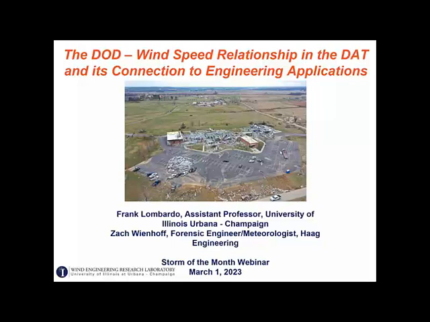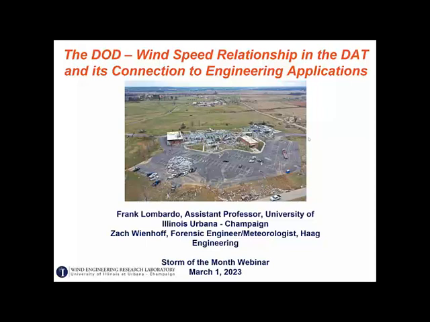He was one of the lead authors in the NIST Joplin report. This is like 450 pages after the event, looking at just about every aspect of the Joplin tornado of 2011. Zach Wienhoff is a forensics engineer and meteorologist at Haag Engineering. He just graduated from the University of Illinois and started with Haag Engineering in the past year. So I will go ahead and let Frank take this away.